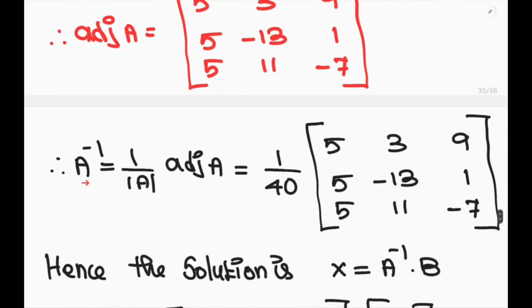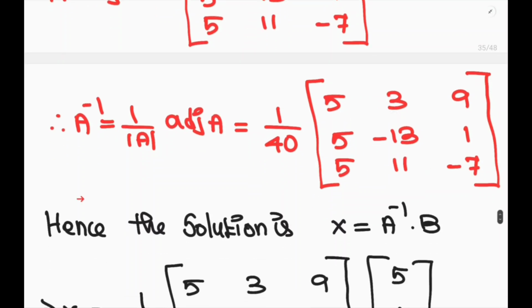Next, what we have to do? We need to find the A inverse. So what is your A inverse? 1 by determinant of A into adjoint of A. So 1 by your determinant of A is 40, and adjoint A we found upside. So this is your adjoint of A. Then this is your A inverse for the matrix.